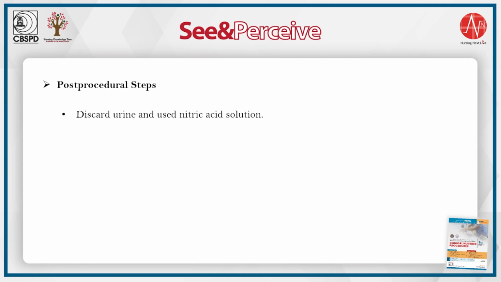Post-procedural steps: discard urine and used nitric acid solution. Replace articles after washing. Document the results in the appropriate record.